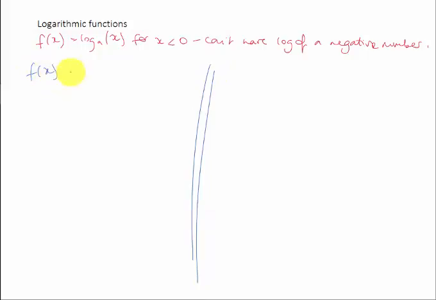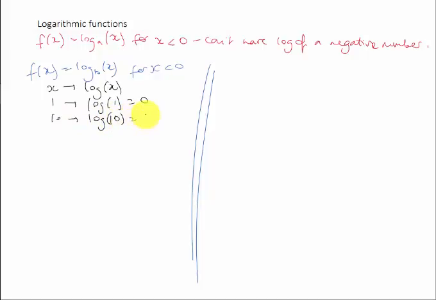So let's just look at a couple. First of all, how about f(x) equals the logarithm in base 10 of x, for x greater than 0. That means that x goes to log of x. So 1 gives us log of 1, which is 0. 10 gives us log 10, which is 1. 0.1 gives us log of 10 to the power minus 1, which is minus 1. And we could populate this with other values.